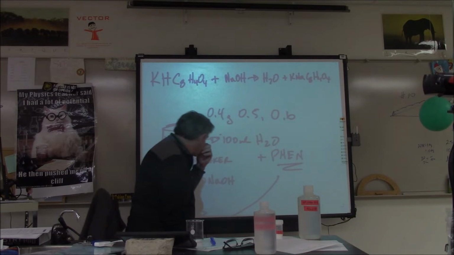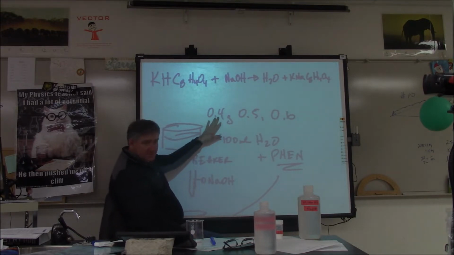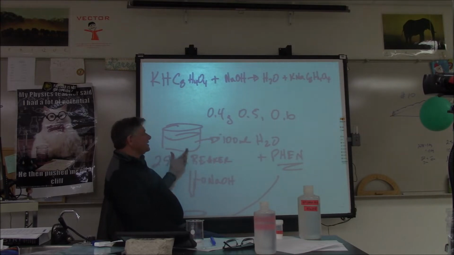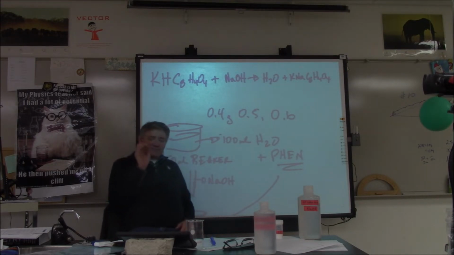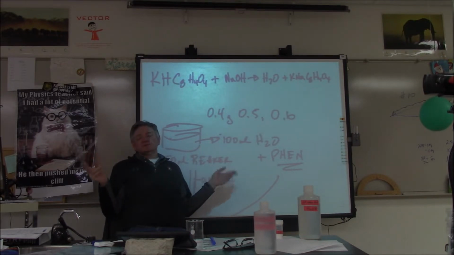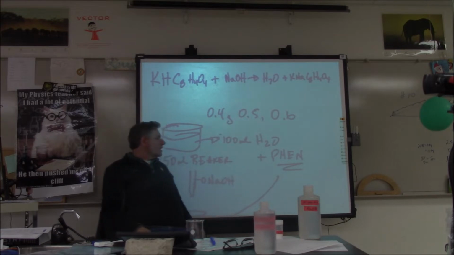Here's what's important. You're going to measure out that 0.4 something grams and record that. And don't spend 5 minutes trying to get this exactly at 0.4. As long as it's something close to 0.4, okay? That's all you have to have, just something close to 0.4.